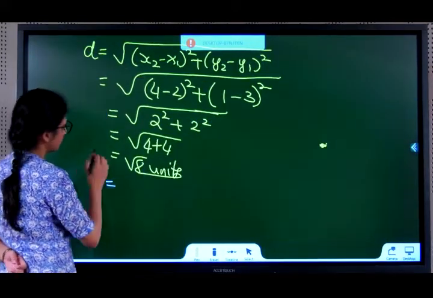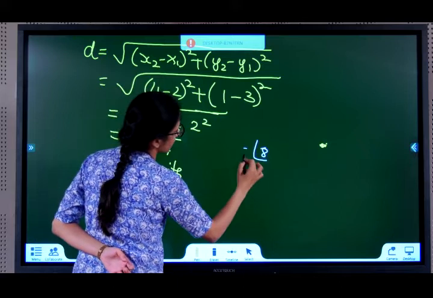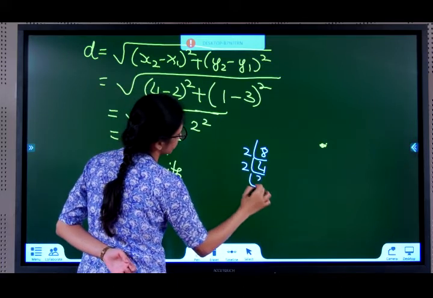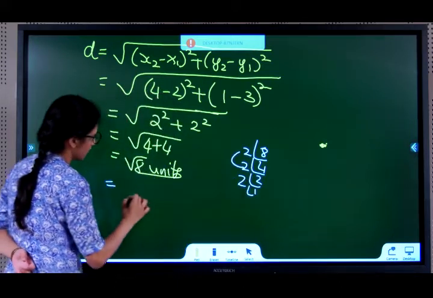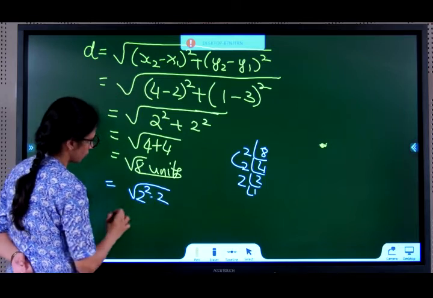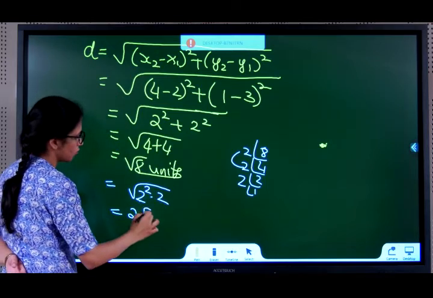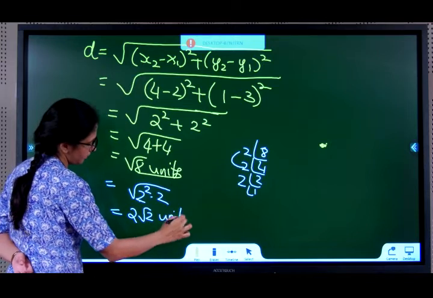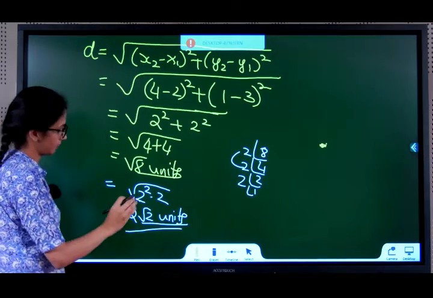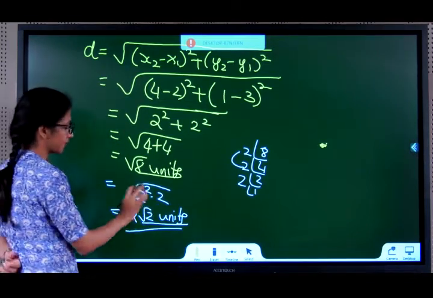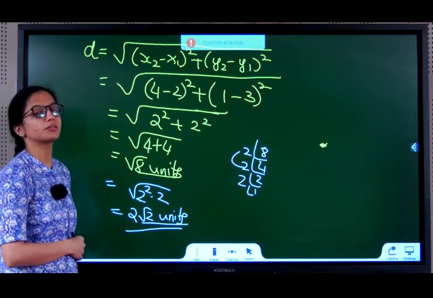Yes. Root 8 we already saw, do prime factorization of 8, take in pairs. So, root of 2 square into 2, 2 square comes out, 2 root 2 units. Please simplify your roots as simple as possible, keep the least number possible inside the root.